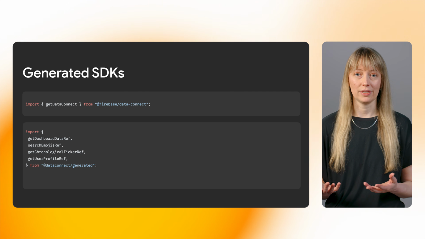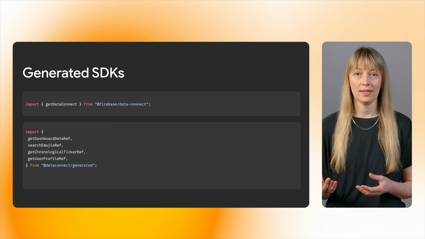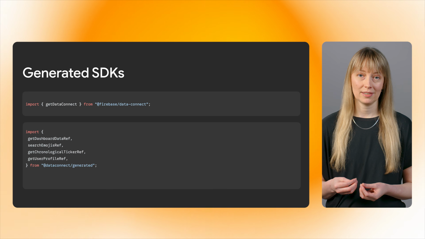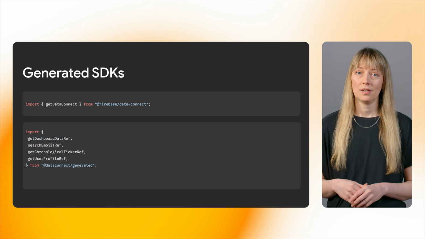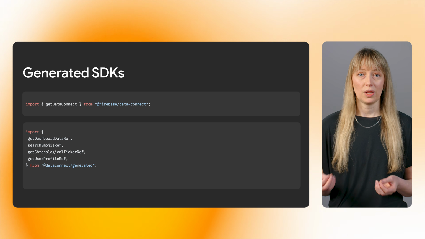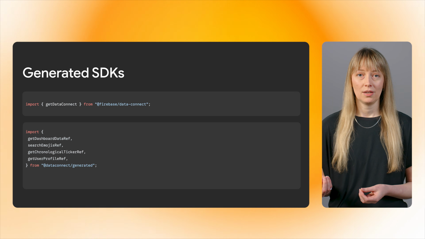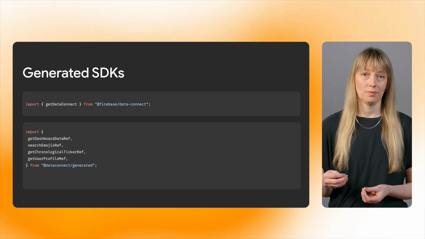Once I'm happy with my schema and an initial set of queries, it's time to start wiring up my app. SQL Connect takes my schema and queries and generates a custom client SDK to use to query data from my front end. I don't need to write any client-side GraphQL. The generated code will already come with predefined query refs. All you need to do is import them and call execute on them.